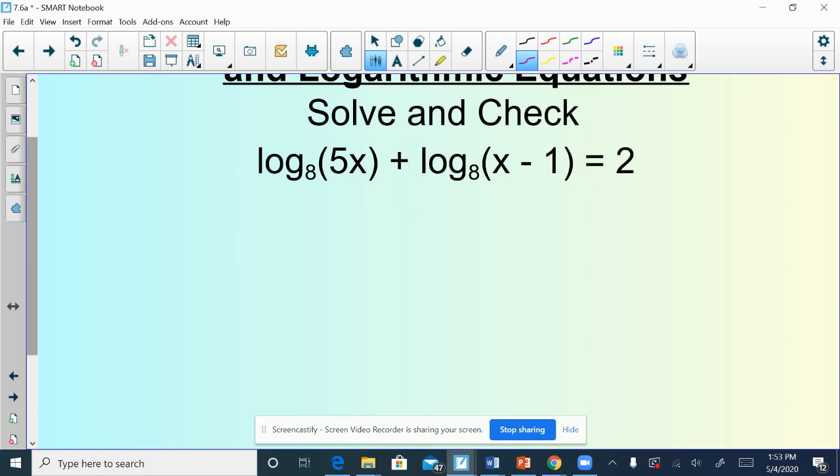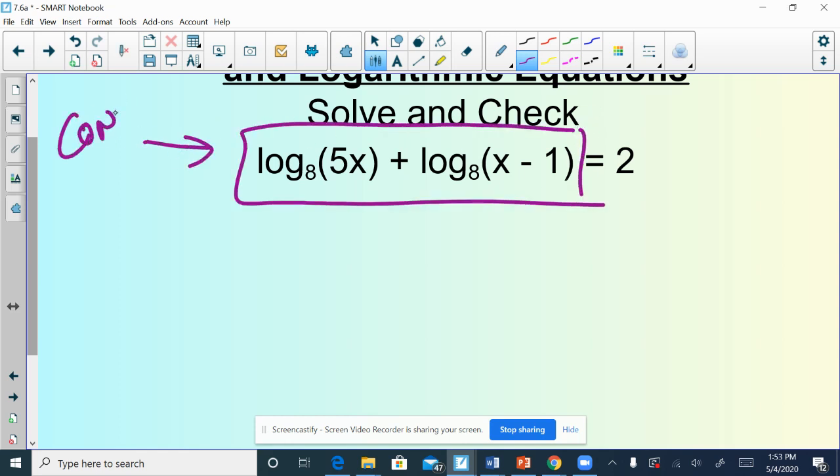So what we actually end up using is some of the stuff from the previous section, which was 7.5. What you need to do is condense this. Condense it so that the word log is only written once. Hopefully you guys remember that when you are adding logs, that's the same as when you combine it under one log, multiplying these things. Addition turns to multiplication when you're condensing. So I would have to multiply 5x times x minus 1, and this is going to have to be something that we distribute.